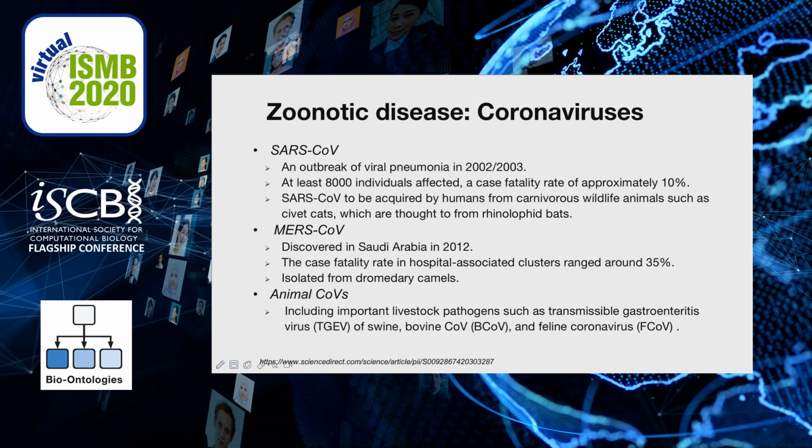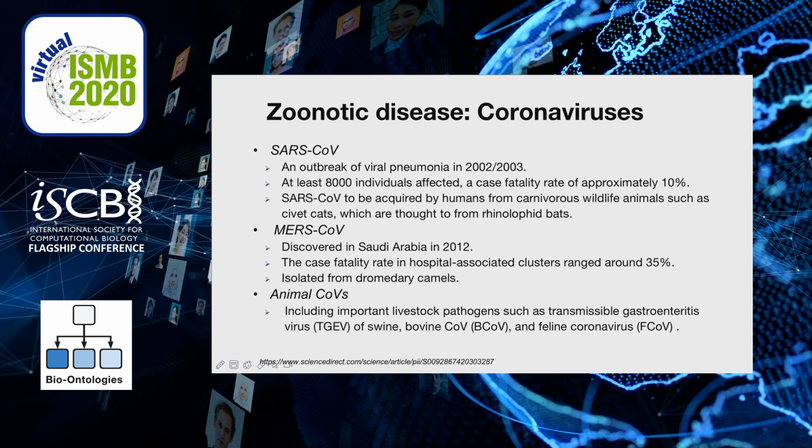Coronaviruses are a large family of viruses which cause zoonotic disease. Two human coronavirus diseases, SARS and MERS, have caused major losses in the last 2 decades. SARS-CoV was responsible for an outbreak in 2002-2003. This outbreak affected at least 8,000 individuals and caused a case fatality rate of approximately 10%.